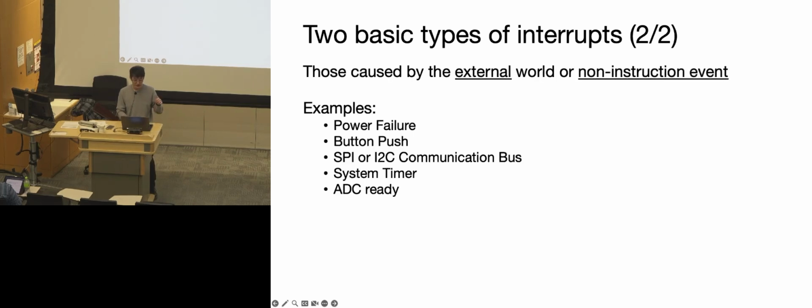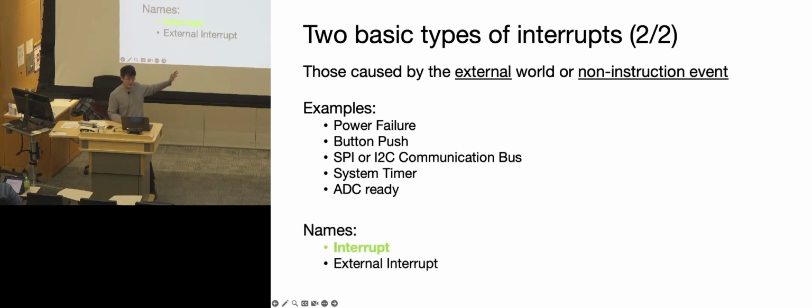And we also have the interrupts caused by the external world, or by a non-instruction event. Typically, we just call them external interrupts, or for short, interrupts, because that's the main type of interrupt we're going to have within our class. Those are basically caused externally from the core, not from the chip. A lot of times they're caused by peripherals on the chip, on the whole board. It's still within the chip, just not from the core.